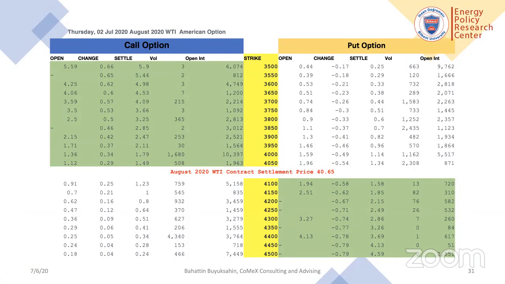Here, I just looked at this one, getting the data from CME on July 2nd, 2020 for the August WTI American option. Of course, you can have September, December, whatever option you want. Here we have the strike price in cents. Of course, 3,500 means $35. And here is the current WTI contract settlement price at that time.